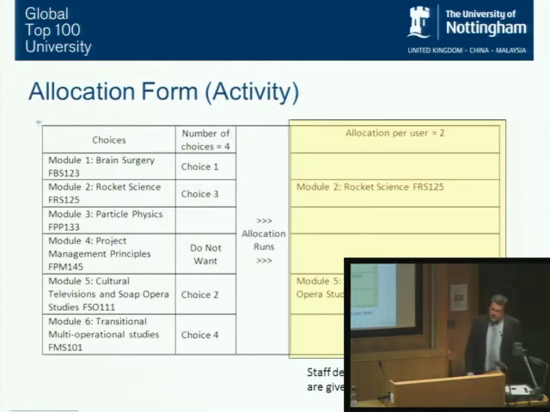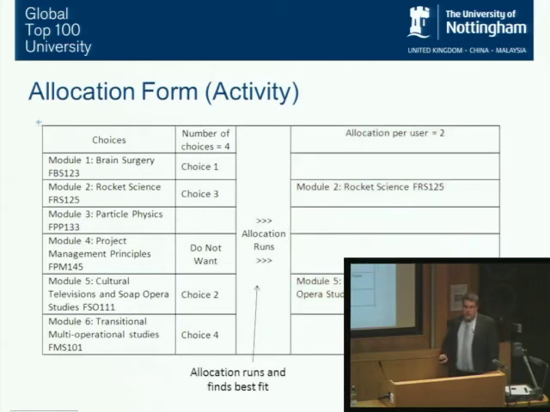You then have to define the number of allocations that you want to give that user. So of the 6, of which they've chosen 4 and I do not want, we're going to give them 2. And then the allocation runs and finds the best fit. So that's the workflow through the process.